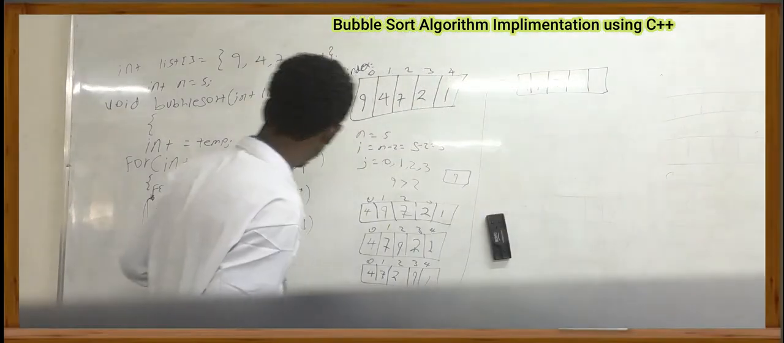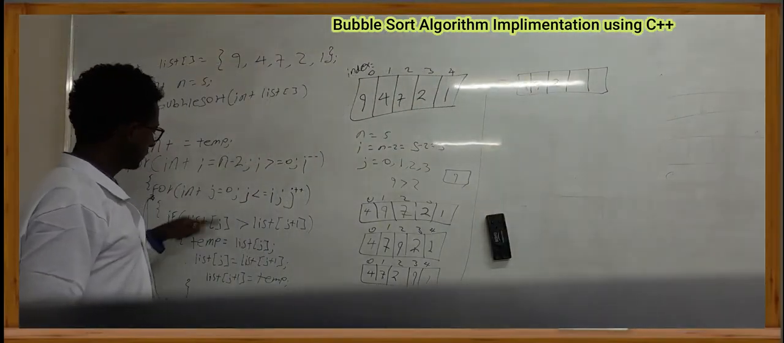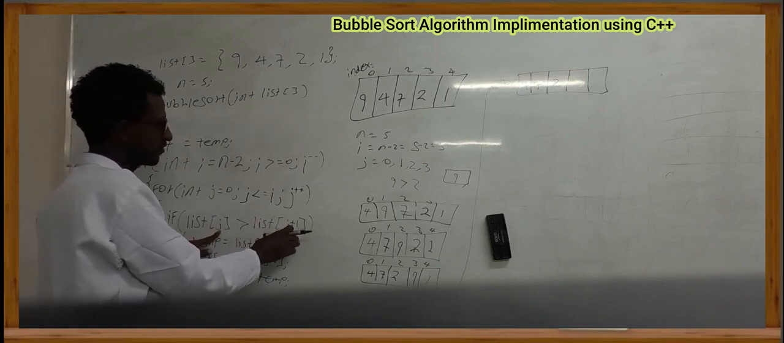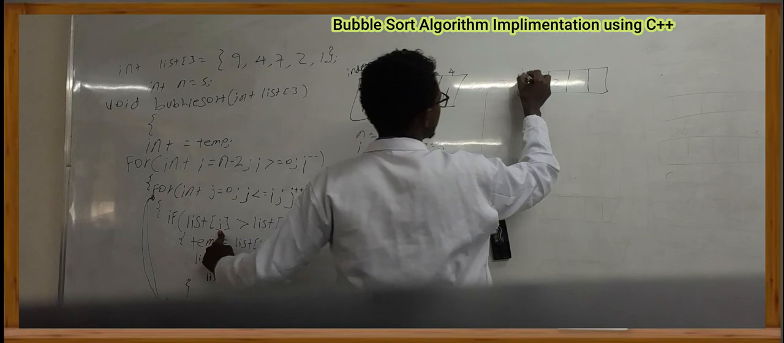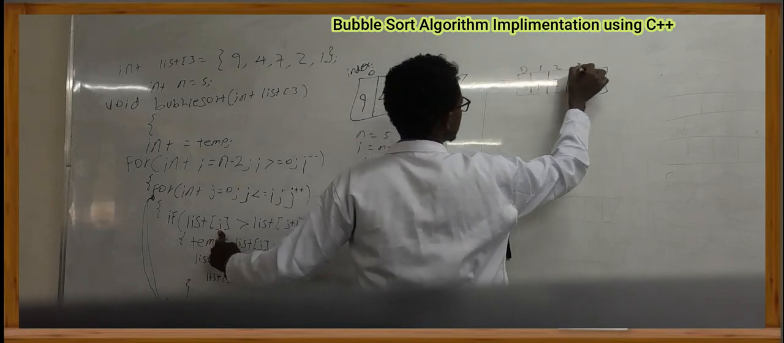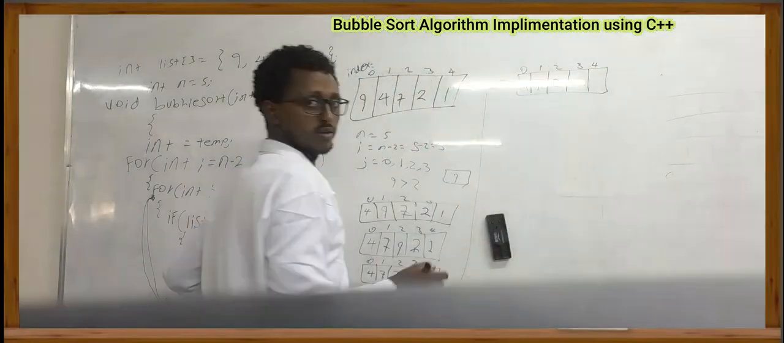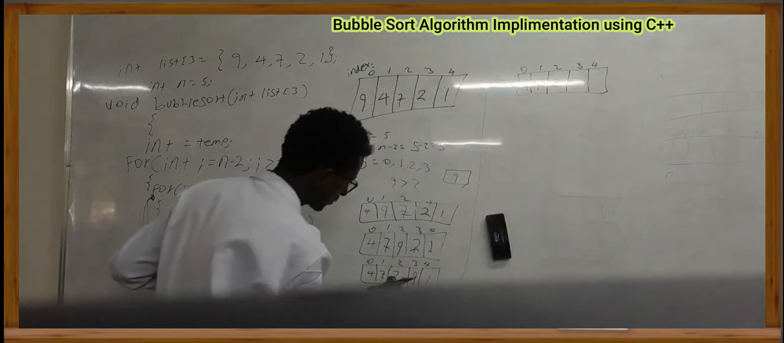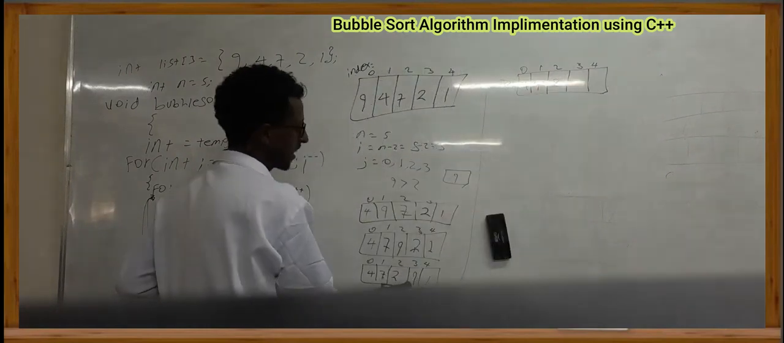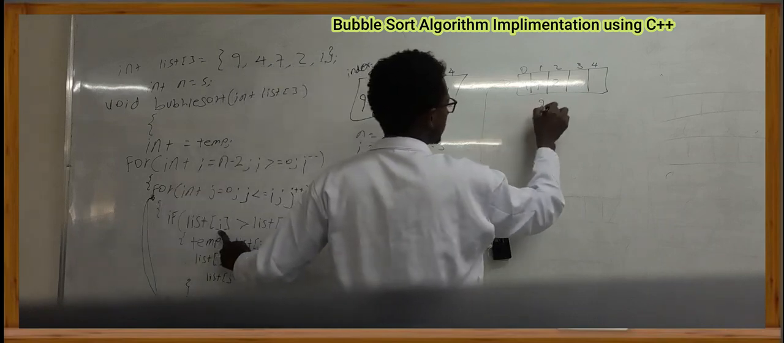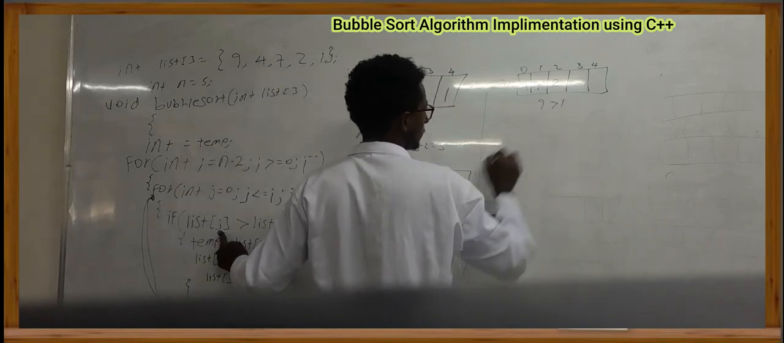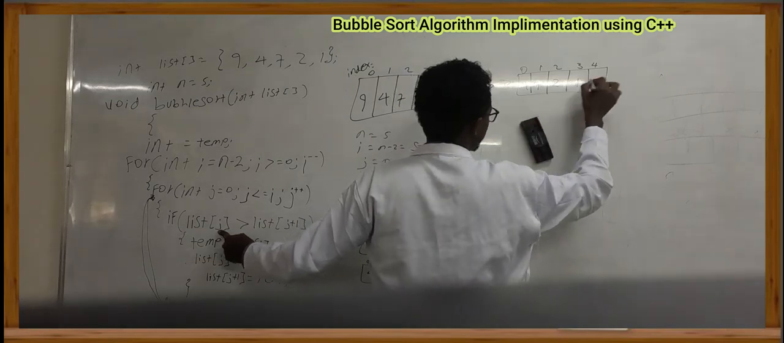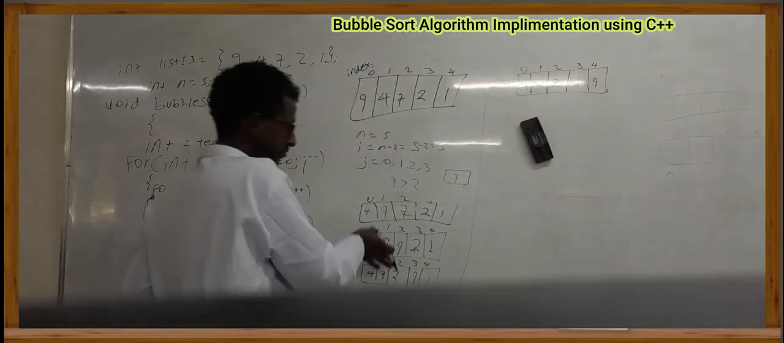So check the condition. J is 3. List of 3 greater than list of 3 plus 1, that means list of 3 and list of 4. 0, 1, 2, 3, 4. Then what do we have to do? List of 3 greater than list of 4. List of 3 is 9. List of 4 is 1. 9 greater than 1. This is true. Then we put the value 1 here and 9 here using the previous fashion.